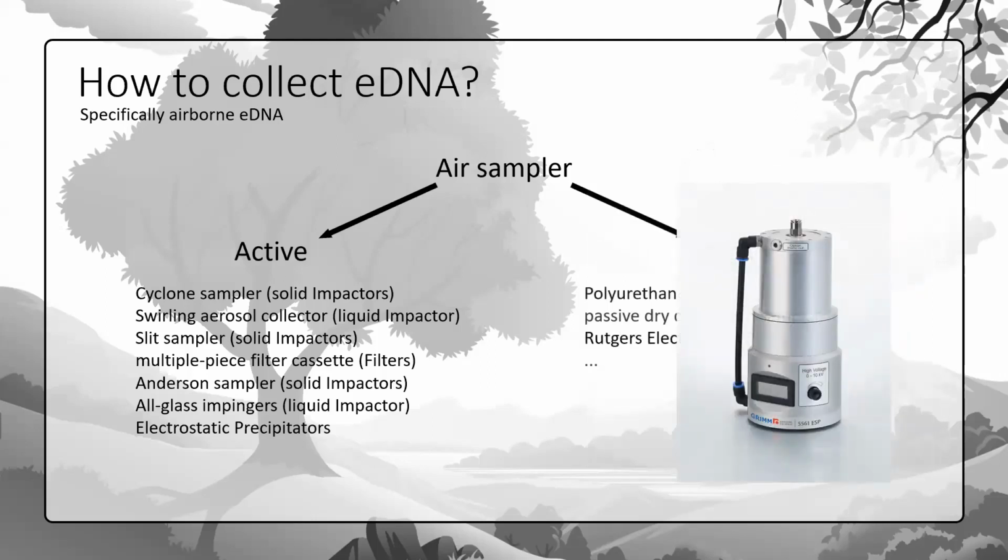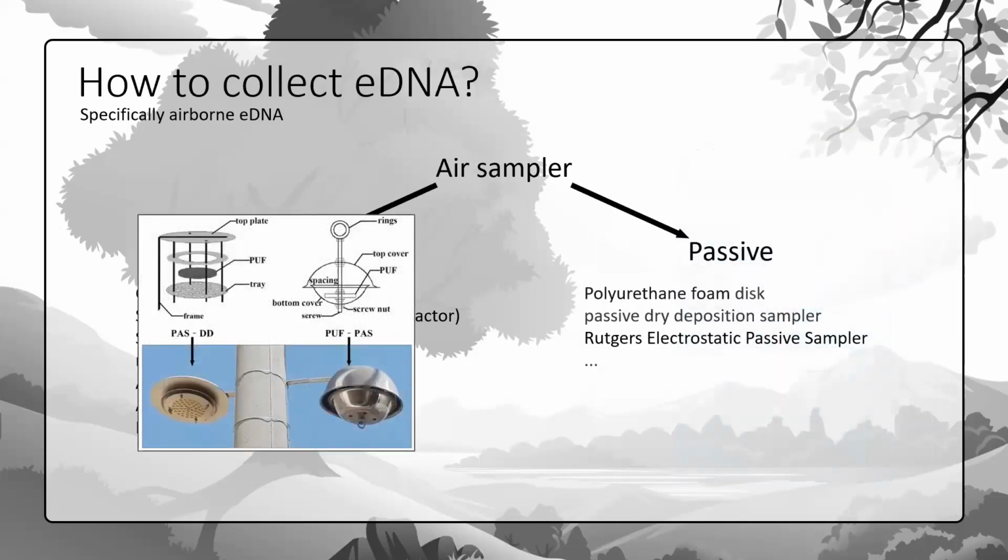The electrostatic precipitation system exists as well, if you're interested in this kind of stuff. And the passive ones, as you can tell, don't need any kind of energy, but have the problem that the efficiency of sampling is quite low. Another advantage is that you can set them out in your environment and they can stay there basically forever. You just have to take care that your sample is not degrading over time.